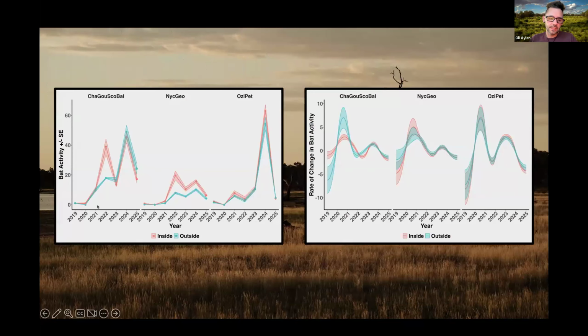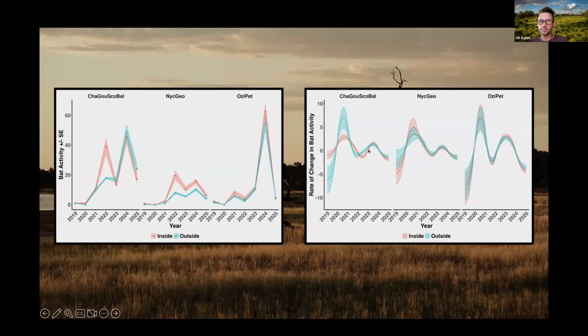So first of all, what we can see is bat activity overall is higher inside the fenced areas, which is pretty cool. They do seem to be showing a preference for the fenced areas. Again, whether this is because of the fence or because these areas are already inside. And what we can also see is obviously how they fluctuate each year. The plot on the right is the derivative from a generalized additive model. And this essentially shows the rate of change.